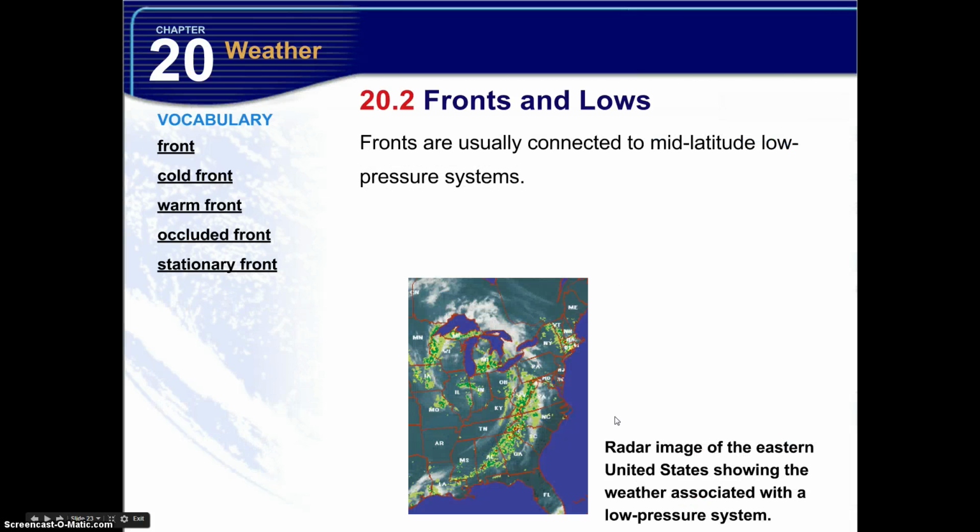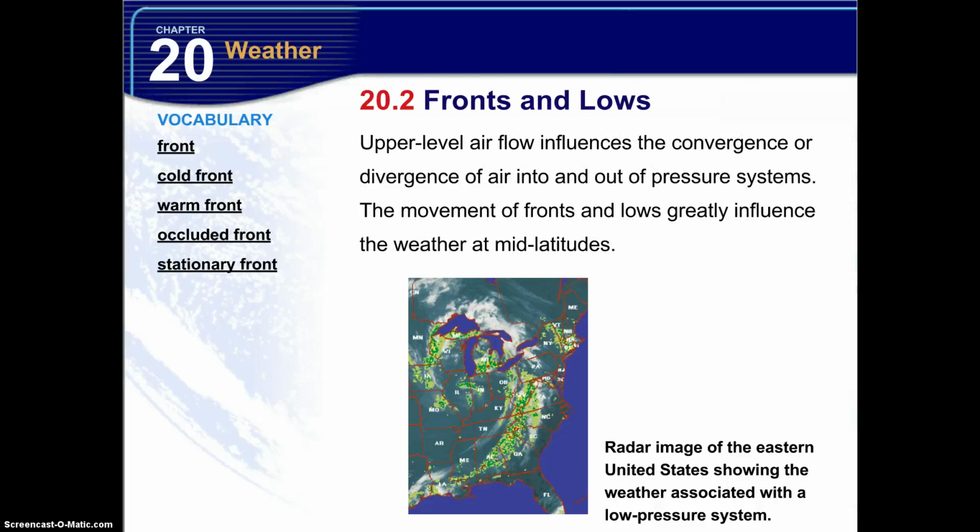Now fronts are usually connected to mid-latitude low-pressure systems. This is a radar image of the eastern United States showing the weather associated with the low-pressure system. I want you to think way back to the Coriolis effect and the global wind patterns. You remember how everything in the global wind patterns was dictated by the Coriolis effect, and so now we're going to get into the weather systems where we can actually see how the Coriolis effect can start deflecting the air.